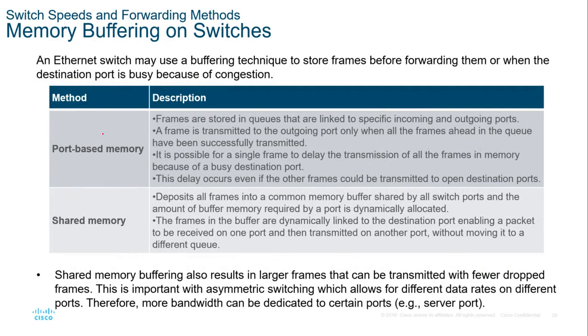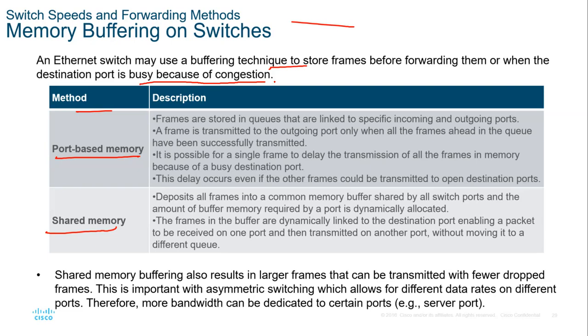So, memory buffering on a switch: the methods are port-based memory and shared memory. An Ethernet switch may use a buffering technique to store frames before forwarding them, or when the destination port is busy because of congestion. So they have to be buffered or stored temporarily as some resources are getting released.